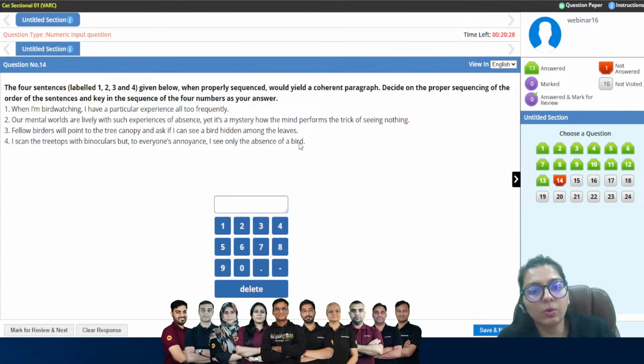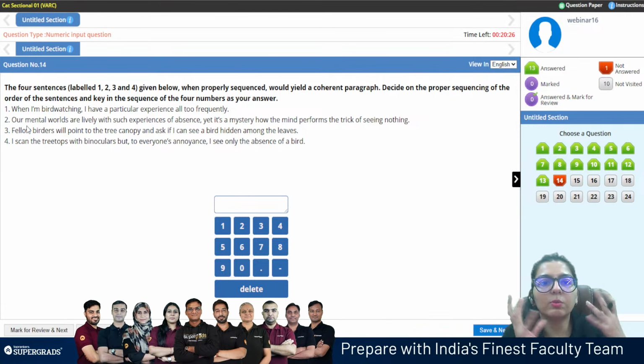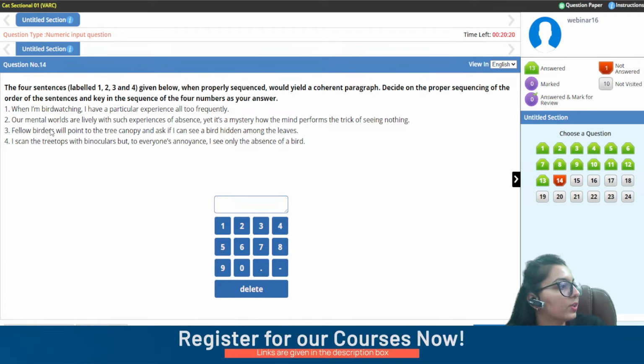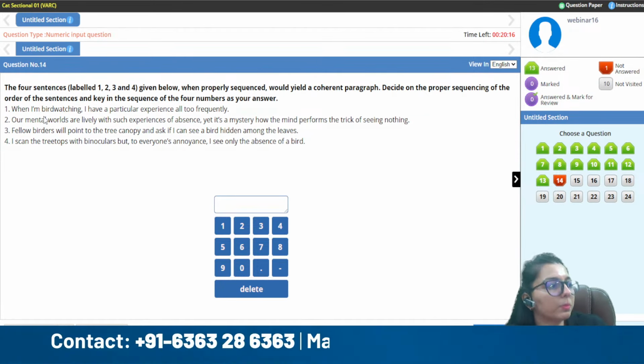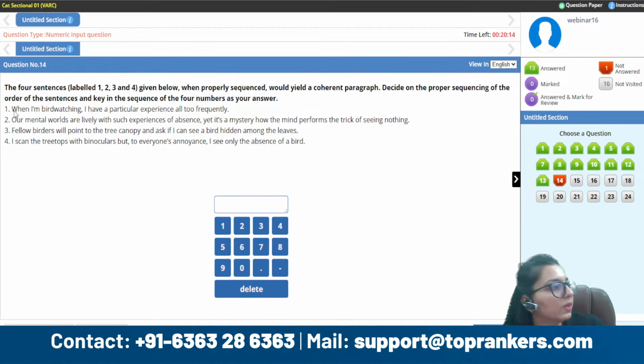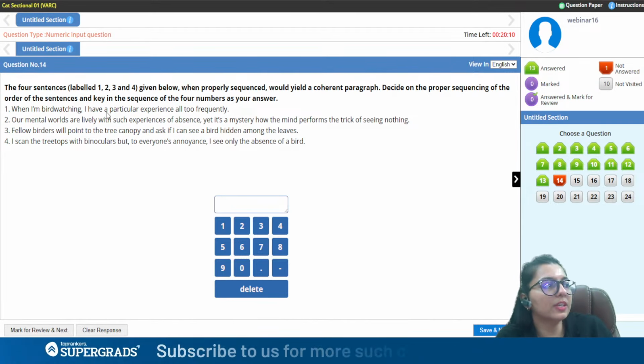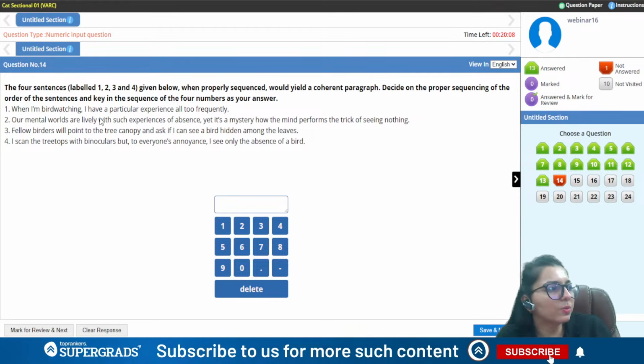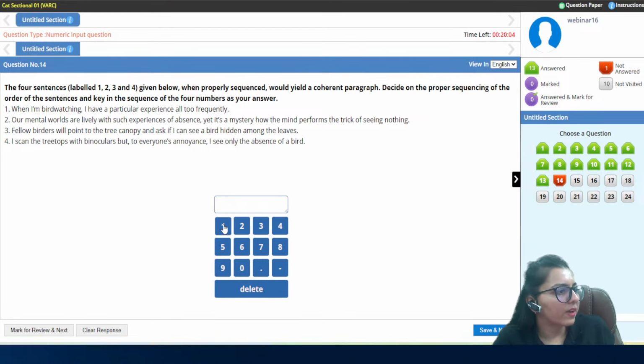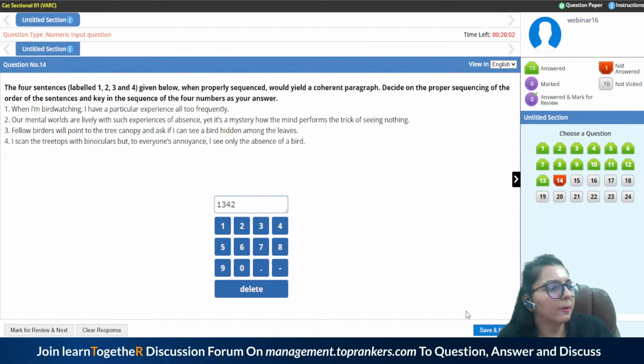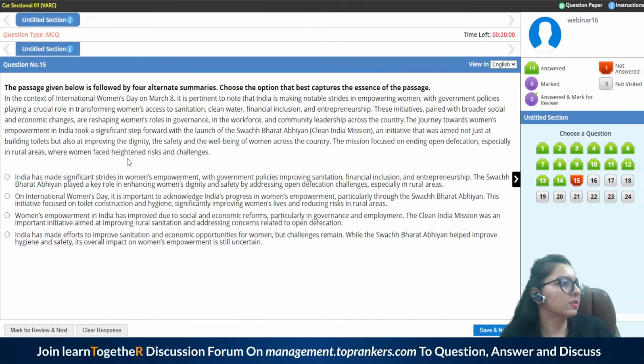I scan the treetops with binoculars, but to everyone's annoyance, I only see the absence of the birds. Now, all what I know is 3 and 4 को साथ में आ रहे हैं क्योंकि वो लोग bird viewing कर रहे हैं. तो ये मुझे पता है कि 3 and 4 cause effect में है. But this is not a starter for us. Right? And then it can all be about how the experience of bird watching is. So we can probably start with this and then talk about this one incident which is continuing on the experience of it. And then ultimately, 2 is like a conclusion कि हमारा कैसे mind tricks us to seeing nothing. So if I say 1, 3, 4, 2, I think that should make a perfect sequence for us.